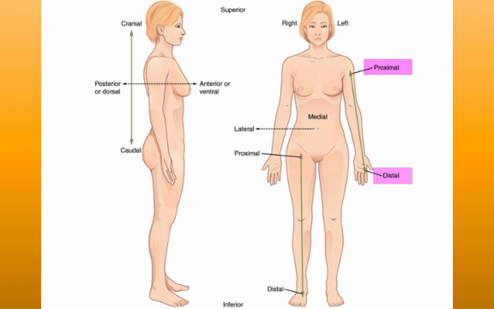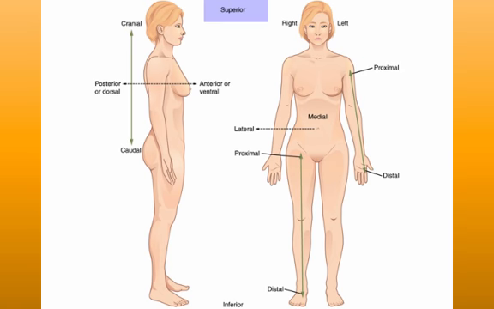Proximal refers to closer to the armpit, where the arm attaches to the body, and the hip, where the leg attaches to the body, whereas distal refers to closer to the tips of the fingers or closer to the tips of the toes. You could, for example, say the elbow is proximal to the wrist or closer to the armpit. Or you could say the elbow is distal to the shoulder or closer to the tips of the fingers.